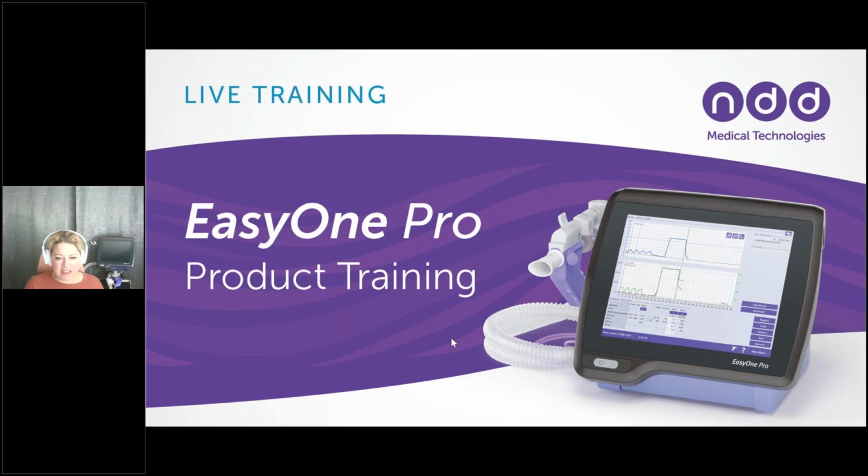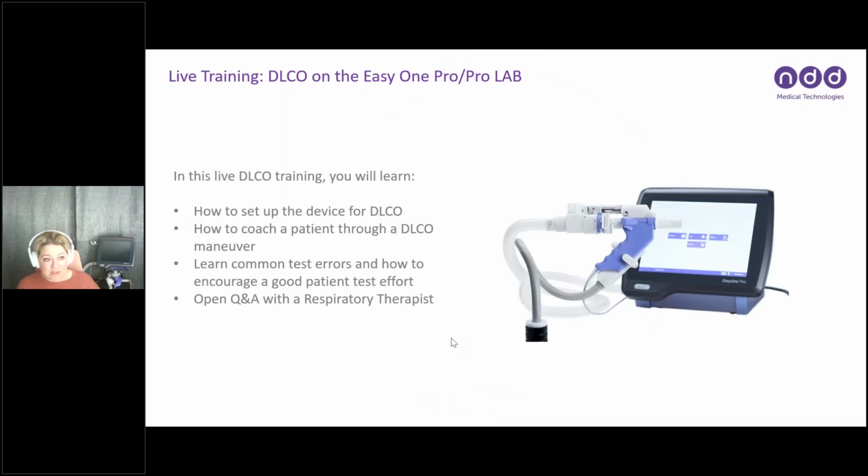To get started, some objectives for today: we're going to learn how to set up the device for the DLCO test. There are a couple of things we have to do when transitioning from spirometry to DLCO. We're going to learn how to coach the patient through that DLCO maneuver. DLCO is sometimes a little bit intimidating, but for our patients, it actually is a much easier test. So we'll learn how to correctly coach them through, learn common test errors, and how we can encourage a good test effort from our patients. And then at the end, we will do an open Q&A.